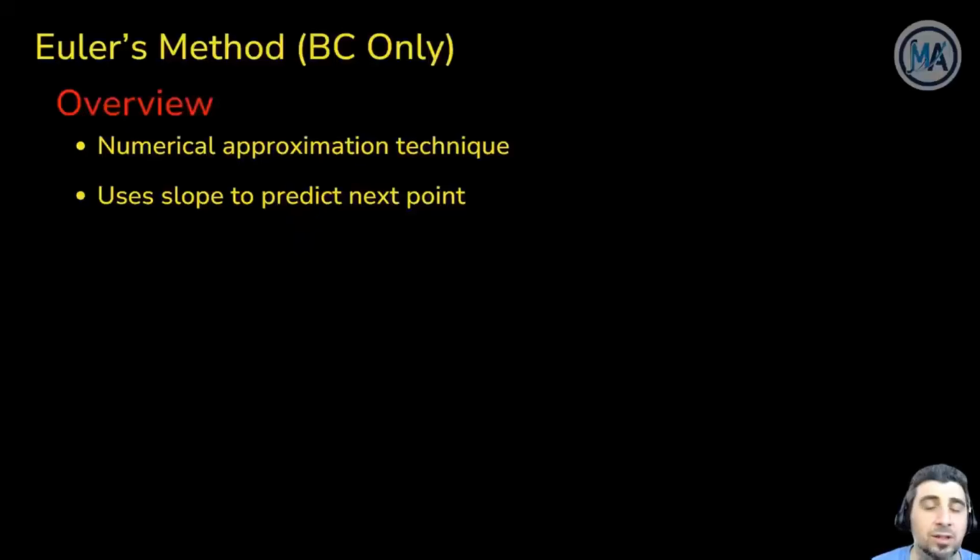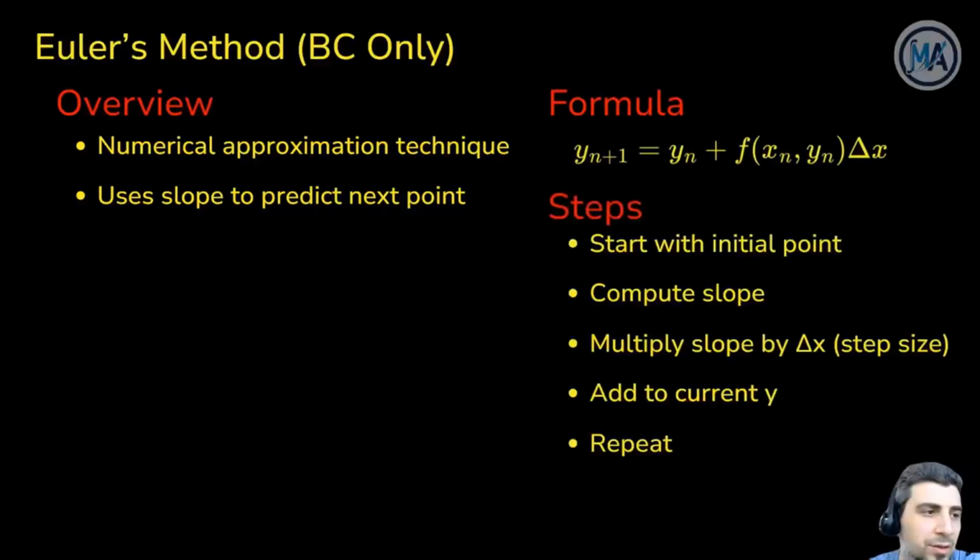Let's talk about the two special BC only topics. Euler's method approximates solutions numerically using slopes to predict the next point. So here's the formula. The steps are: you start with your initial point, you compute the slope at that point, multiply that slope by delta x, which is the increment or step size, then you add that to the current y. Then you repeat that process using that y you just calculated as your yn until you get a final solution.